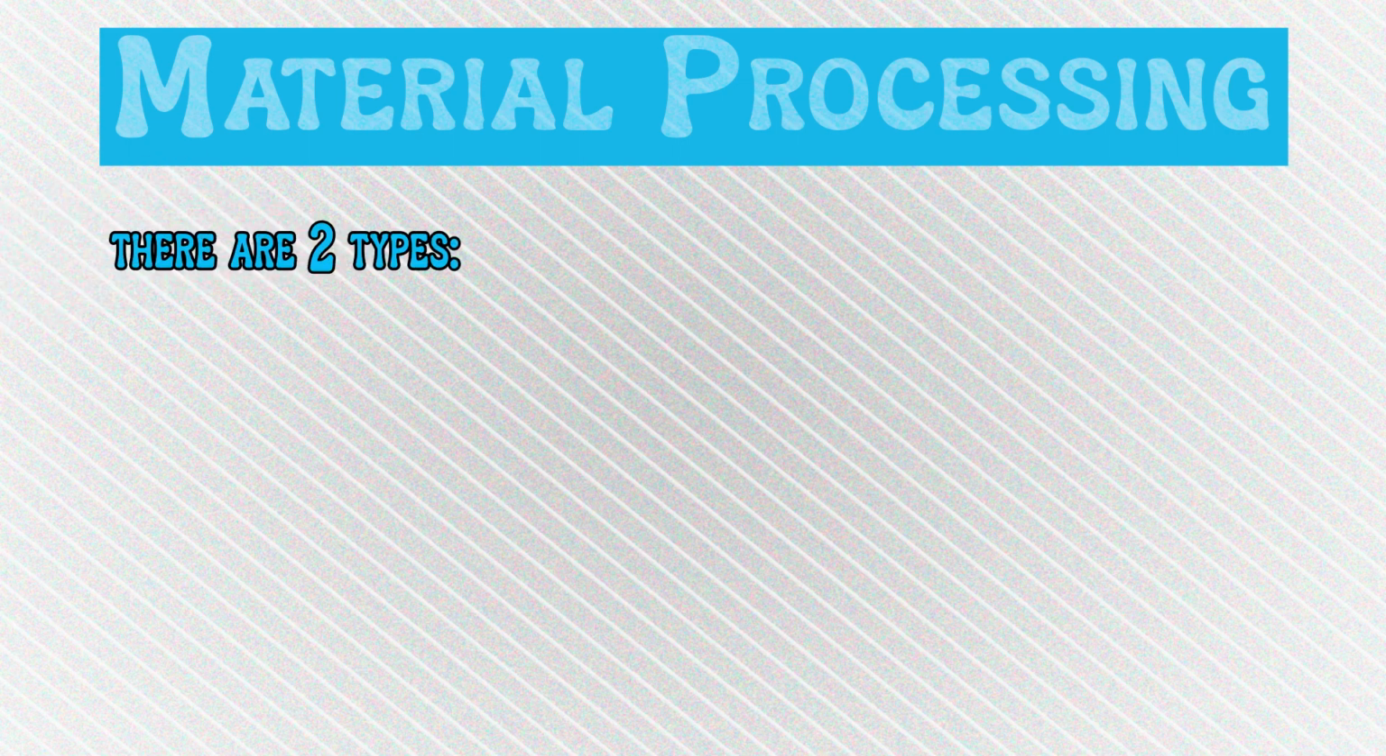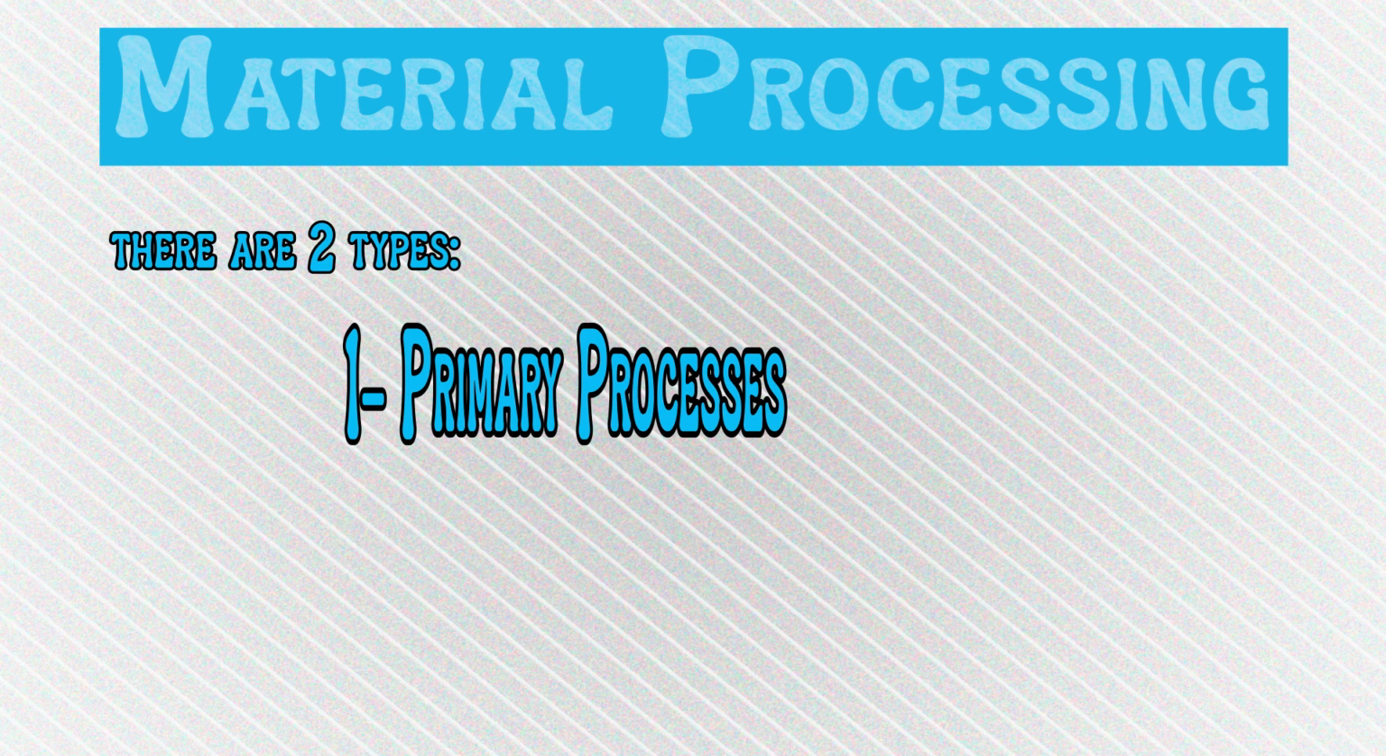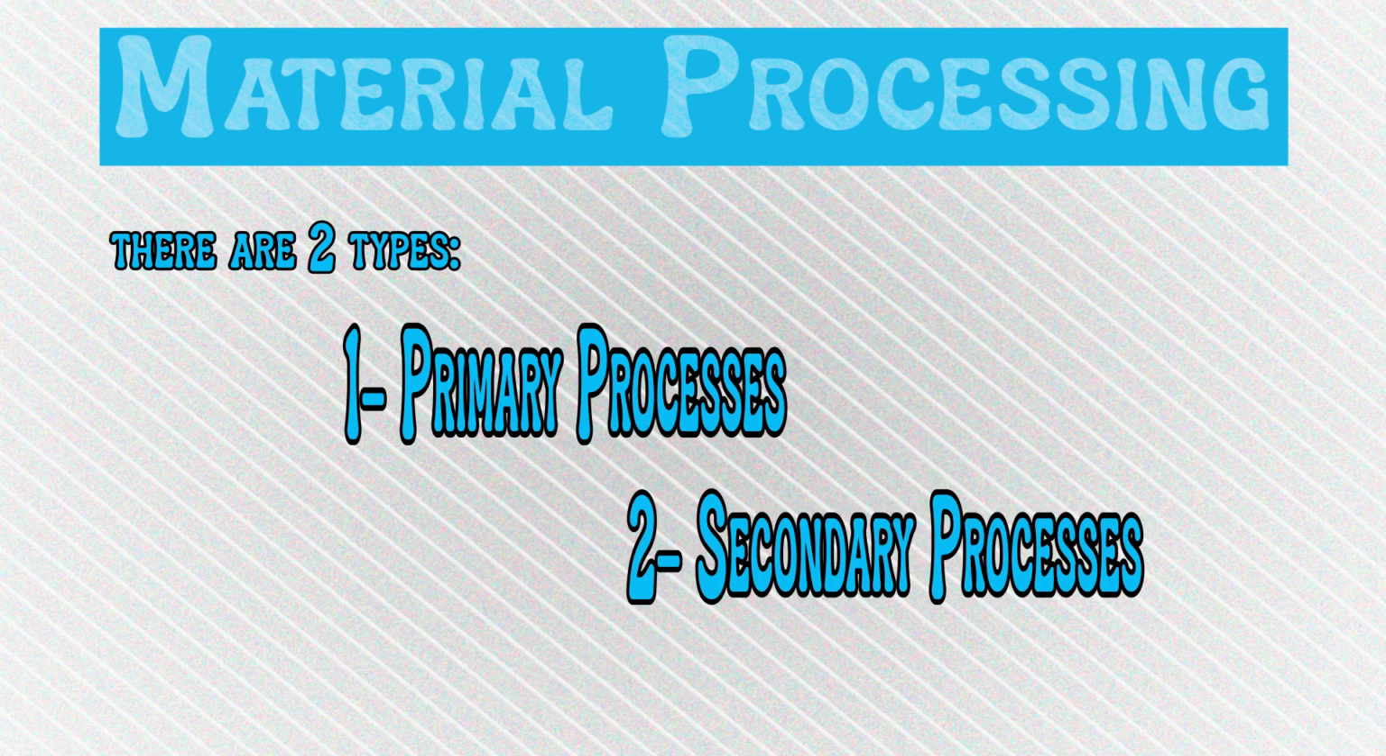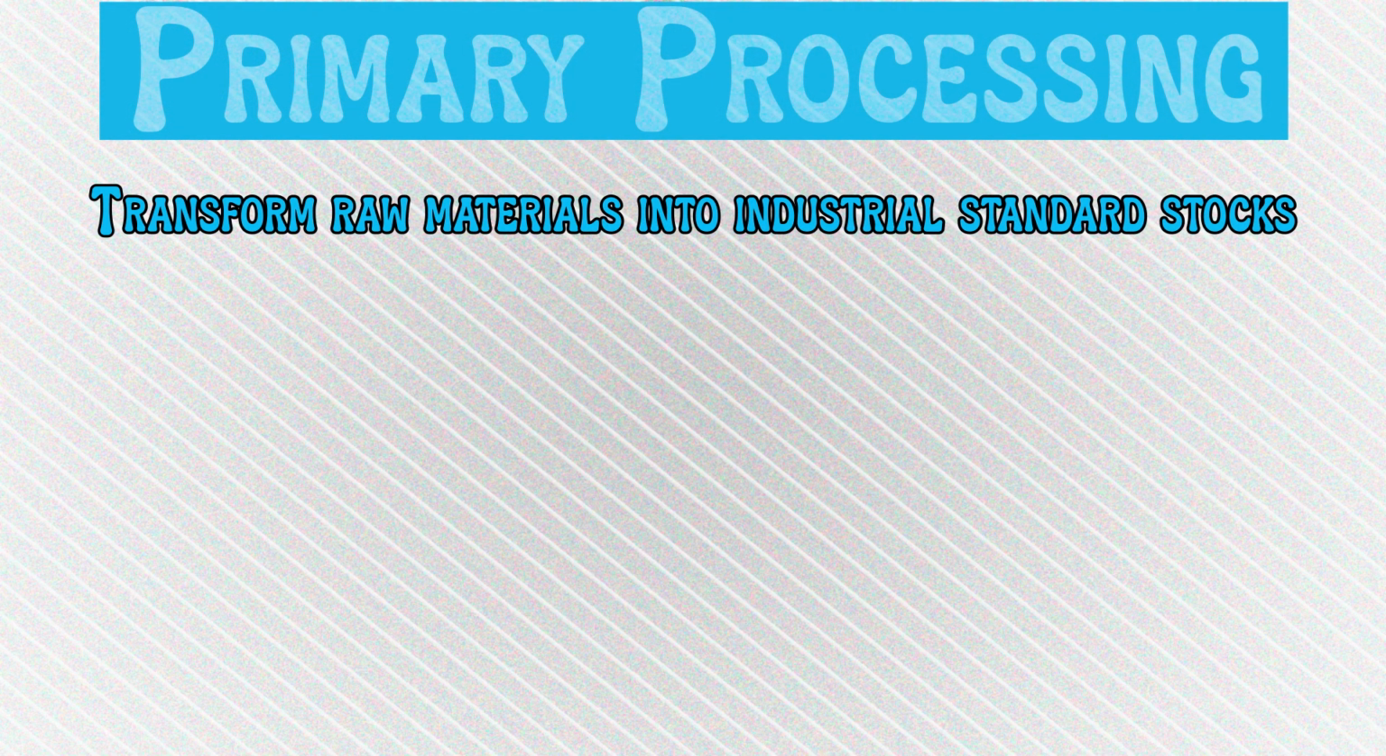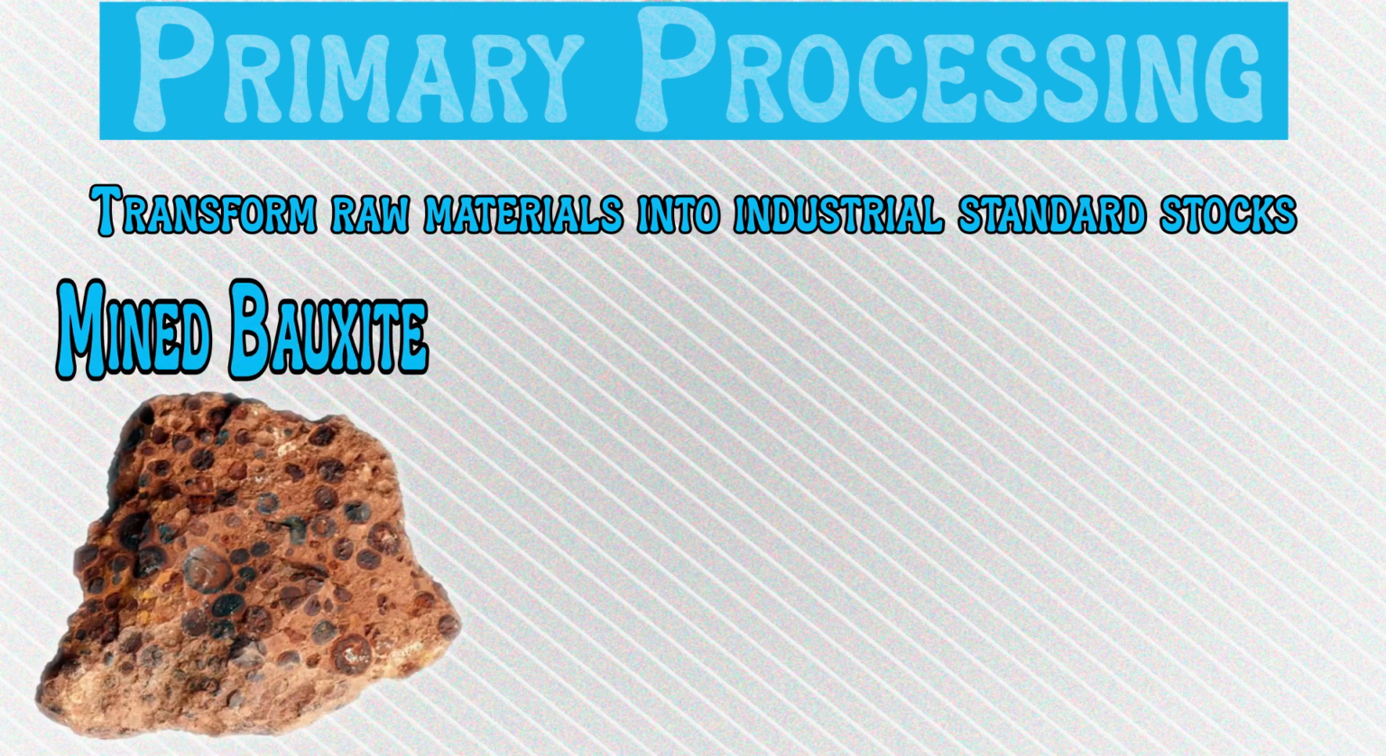There are two types of manufacturing processes: primary processes and secondary processes. Primary processes is transforming raw materials into standard industrial stock. Raw materials can be found inside the earth. This process is called extracting. It is done by mining or drilling.